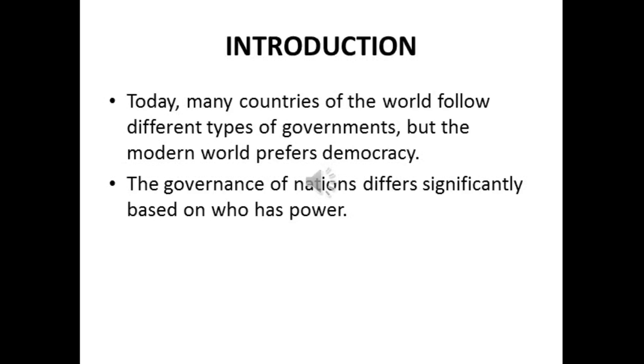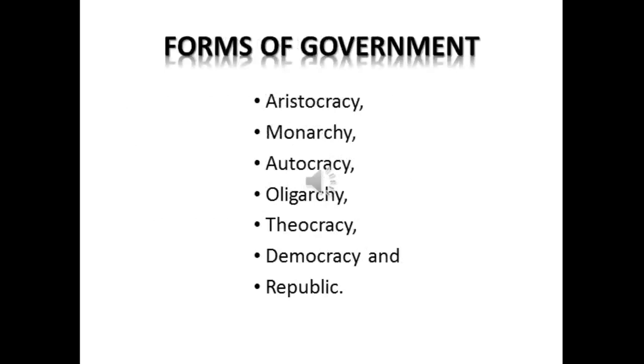Today many countries of the world follow different types of government, but the present world prefers democracy. The governance of a nation differs significantly based on who has power. So based on the power and authority, the form of government was decided. These are the different forms of government: aristocracy, monarchy, autocracy, oligarchy, theocracy, democracy and republic.